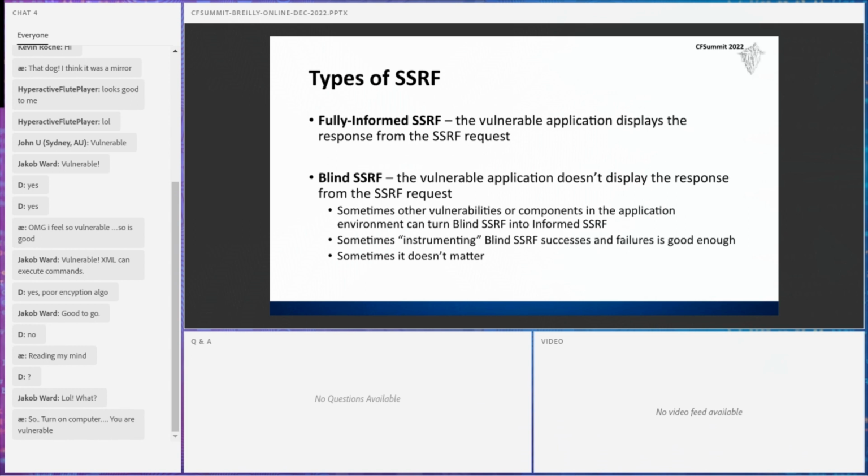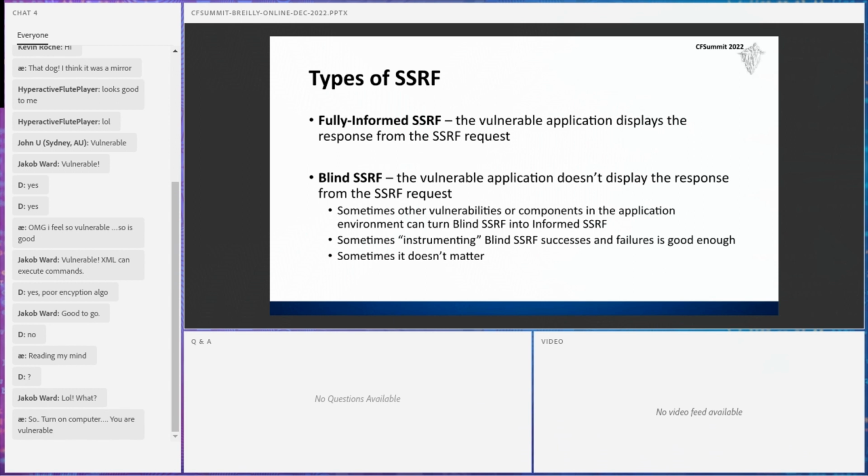So when we're looking at server-side request forgery, there are 2 main types. They matter to a degree, but both are going to be serious. There's fully informed server-side request forgery, where the application is going to actually display the contents of the request being made. And then the other category is blind server-side request forgery, where the application makes the request, but the attacker may not directly get the response back.